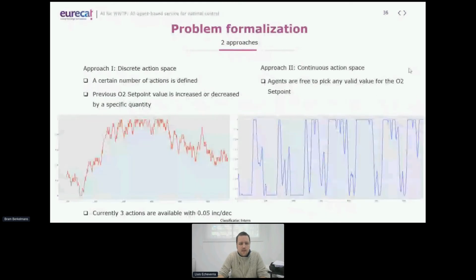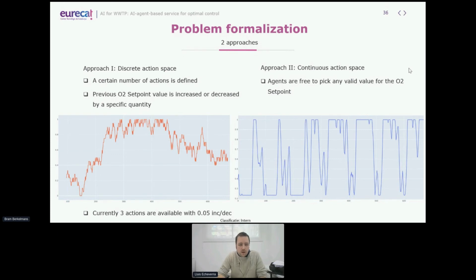Regarding the two approaches to implement the action spaces, they represent what kind of actions the agent can take. The first approach defines a discrete space where a specific number of actions are available. Currently, we are working with 3 actions. Action 0, increase the previous set point by 0.05. Action 1, decrease by the same amount. And action 2, do nothing, so keep the previous O2 set point. This is the current design, but we can decide to add more actions with different values for increase or decrease.